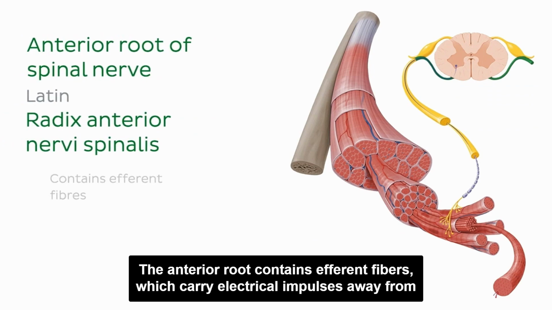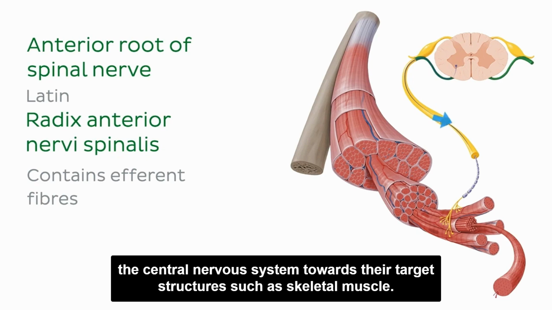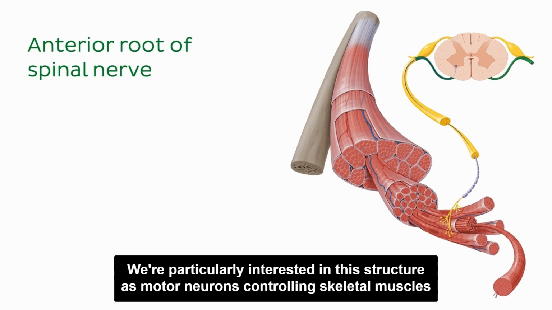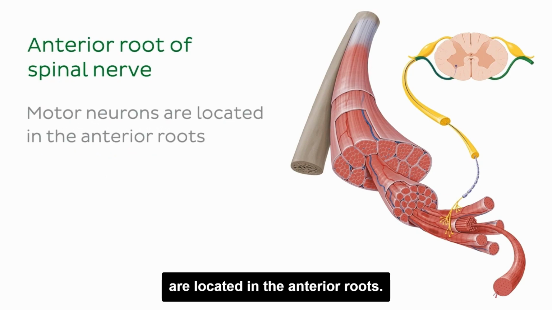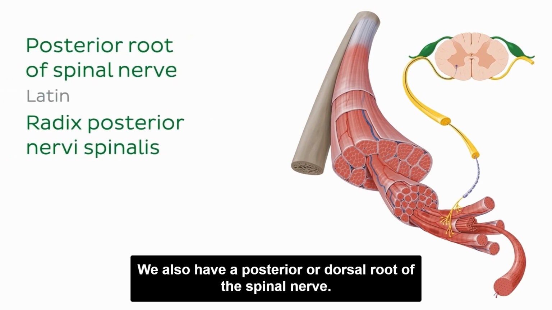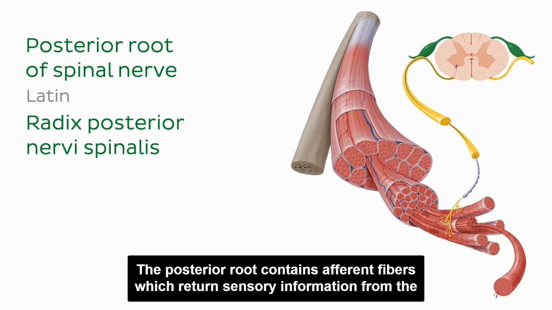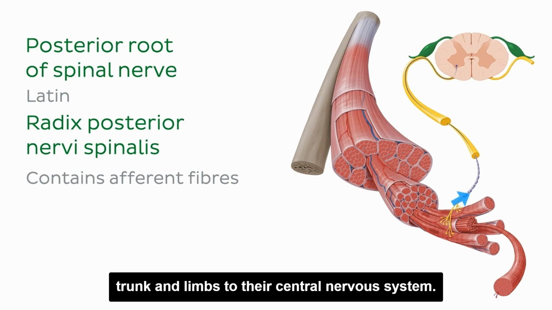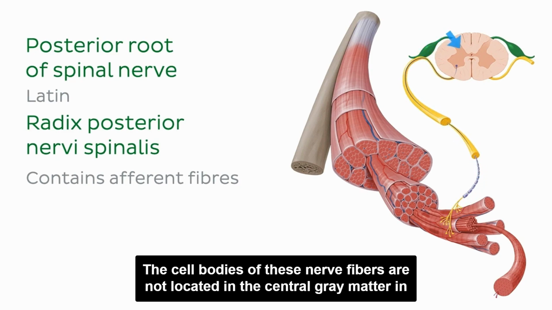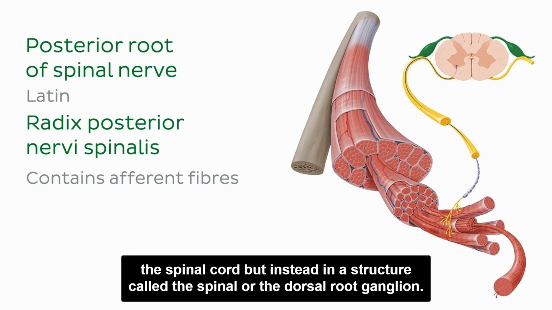The anterior root contains efferent fibers, which carry electrical impulses away from the central nervous system towards their target structures, such as skeletal muscle. We're particularly interested in this structure as motor neurons controlling skeletal muscles are located in the anterior roots. We also have a posterior or dorsal root of the spinal nerve. The posterior root contains afferent fibers, which return sensory information from the trunk and limbs to the central nervous system. The cell bodies of these nerve fibers are not located in the central grey matter in the spinal cord, but instead in a structure called the spinal or dorsal root ganglion.